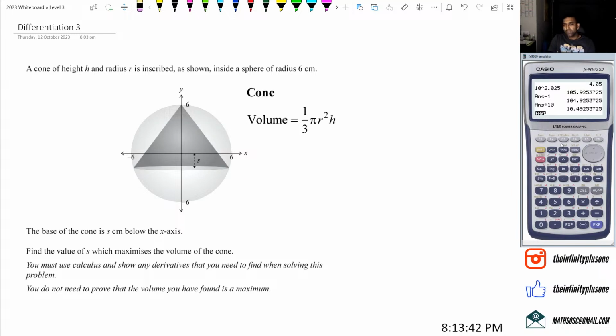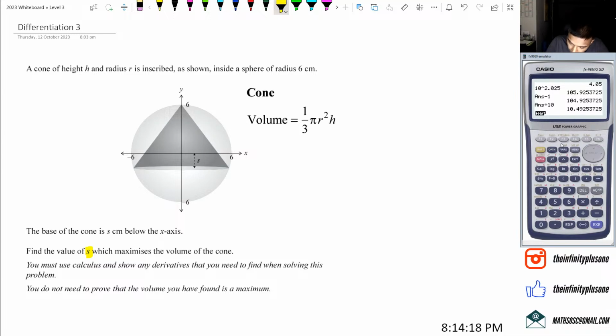The trick to this is, the first thing that we know is that I've given you guys the volume equation. We need to actually differentiate and find the value of S. And I think the clue is actually given to you guys with the base of the cone is S below the x-axis. Not that. I'm actually talking about this. The clue is given here: find the values of S which maximizes the volume of the cone.